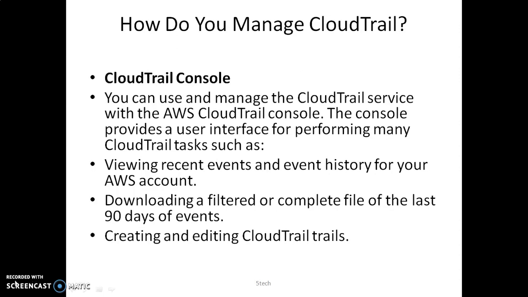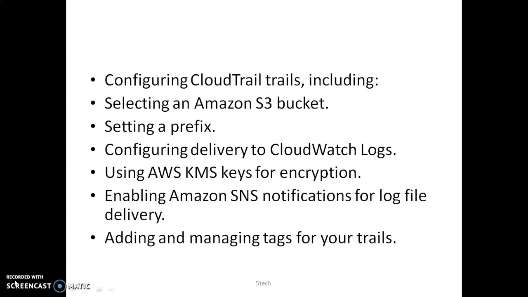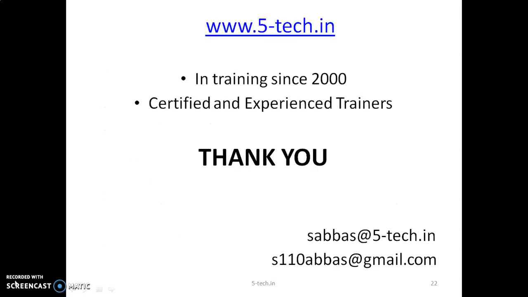How do you manage CloudTrail? You have a CloudTrail console. You can use and manage CloudTrail services with the AWS CloudTrail console. The console provides a UI, that is user interface, for performing tasks such as viewing recent events and event history for your AWS account, downloading a filtered or complete file of the last 90 days of events, creating and editing CloudTrail trails, configuring CloudTrail trails, including selecting an S3 bucket, setting a prefix, configuring delivery to CloudWatch logs, using AWS KMS keys for encryption, enabling SNS notification, and adding and managing tags for your trails.